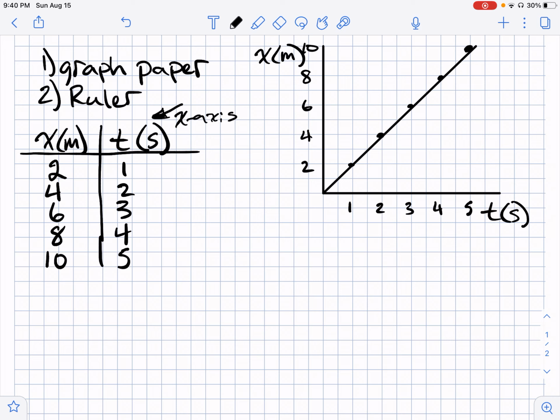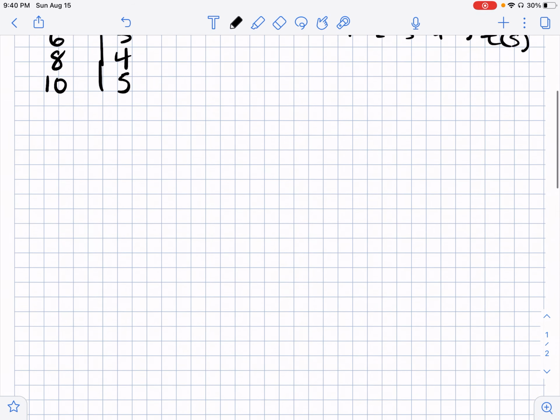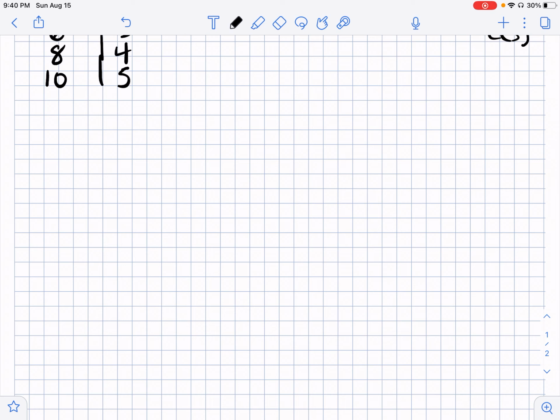This one was nice and easy because all the data points were even, but that's not always going to be the case. Sometimes you might end up, let's see if we can draw this here.